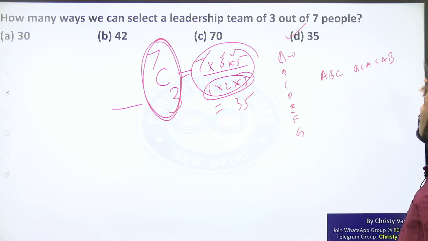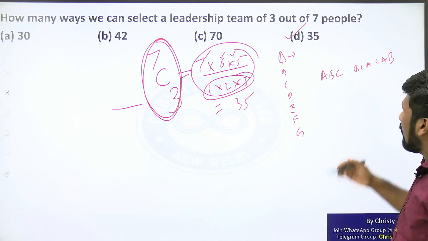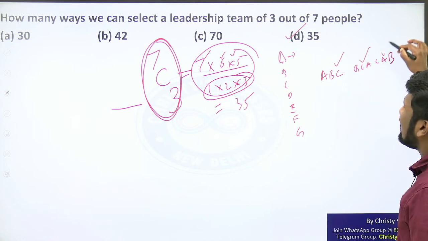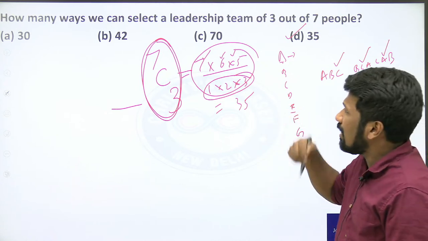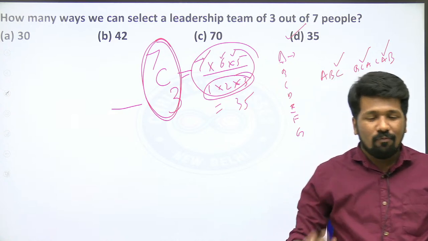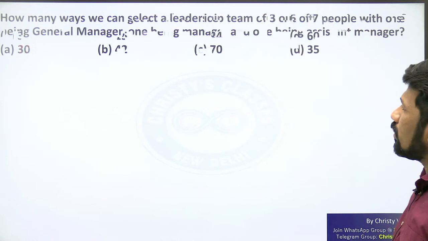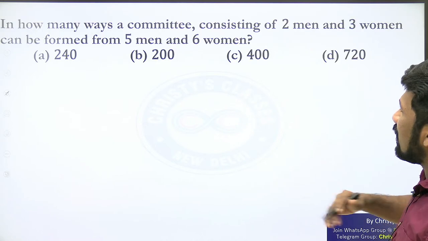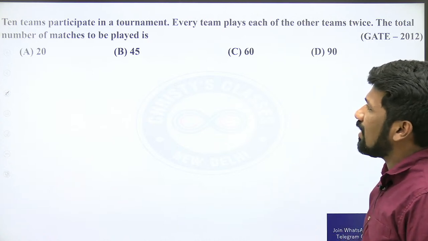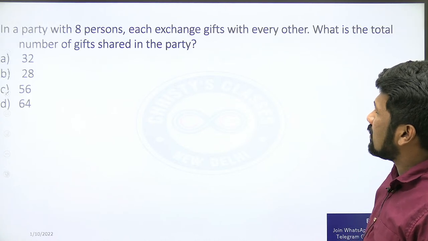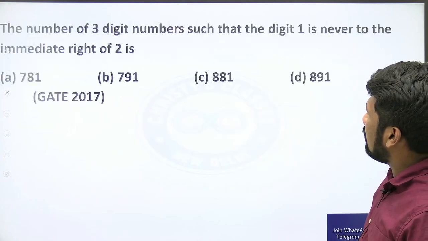ABC, BCA, CAB, all are the same. They are not different, but all of these are written differently. So you have to divide by 3 factorial. Why do you divide by 3 factorial? To make you understand, now I have to go to the next concept. We are actually jumping from one concept to another, because some of these things are very connected. Without understanding that concept, we cannot understand the logical idea behind it.